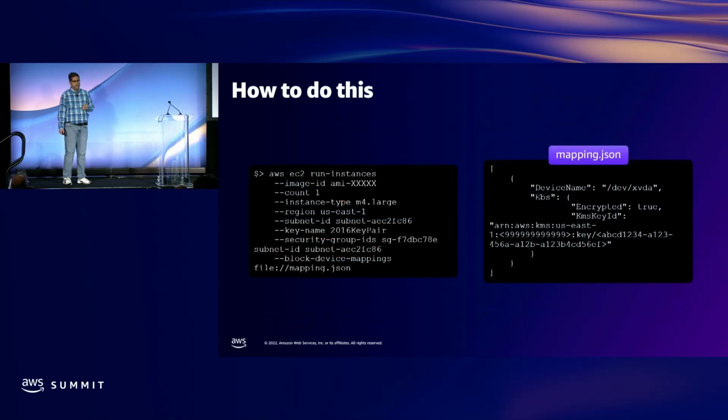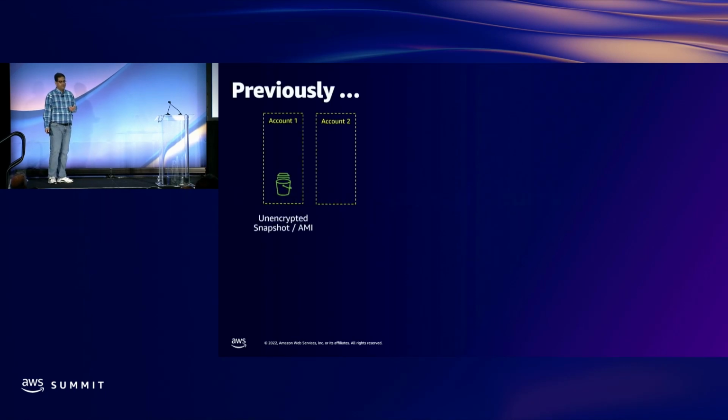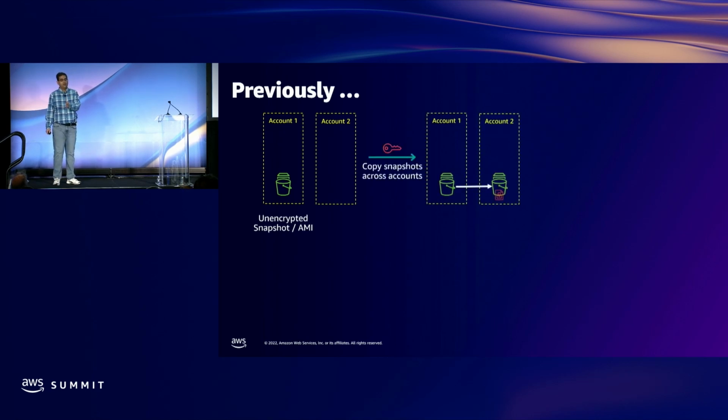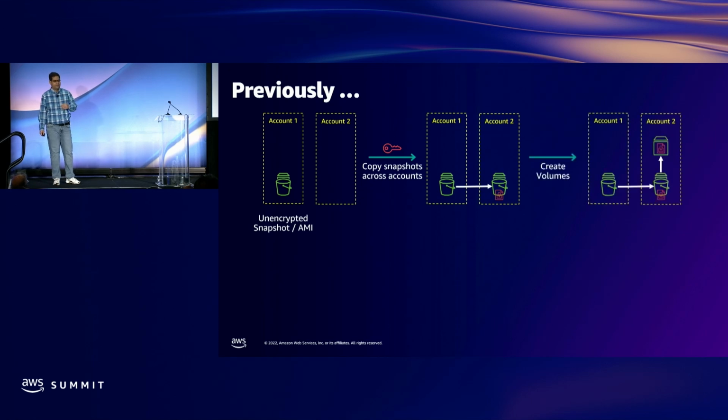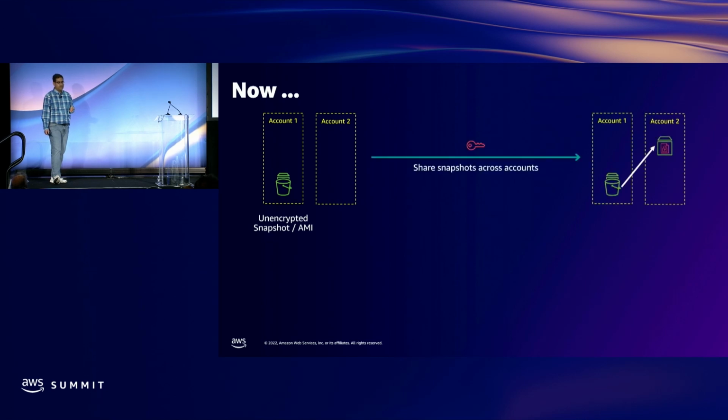Right? So if you now combine the two features, you get something pretty powerful. If you have an unencrypted snapshot or an AMI in account 1, you used to have to copy it to account 2, encrypt it, and then launch a volume from it. Instead, if you have an unencrypted snapshot or an AMI in account 1, you can just share it and launch an encrypted volume without ever having to copy it across.